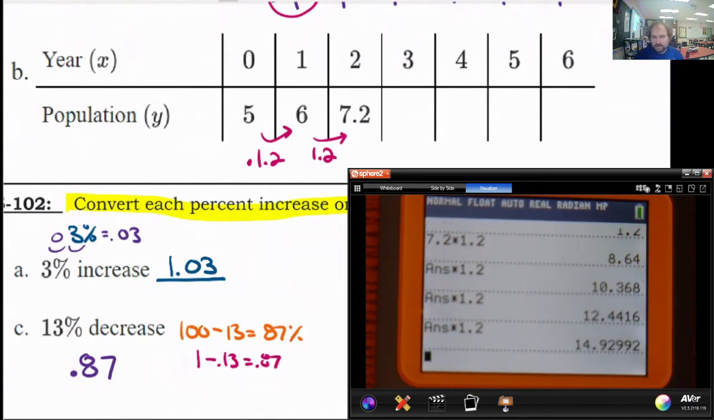These are all decimals, so do your best to round them as best you can. 8.64, 10.368. The numbers don't matter so much as the pattern. 12.4416, and then 14.92992. If you want to be real fancy about it, sure, fill those numbers in.